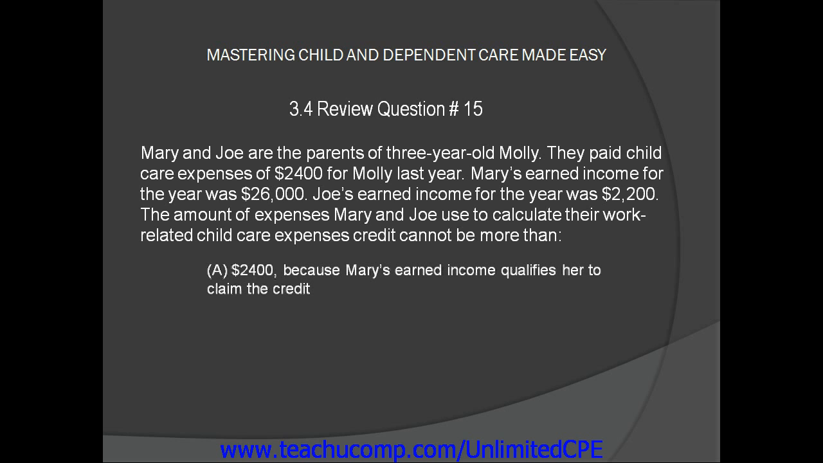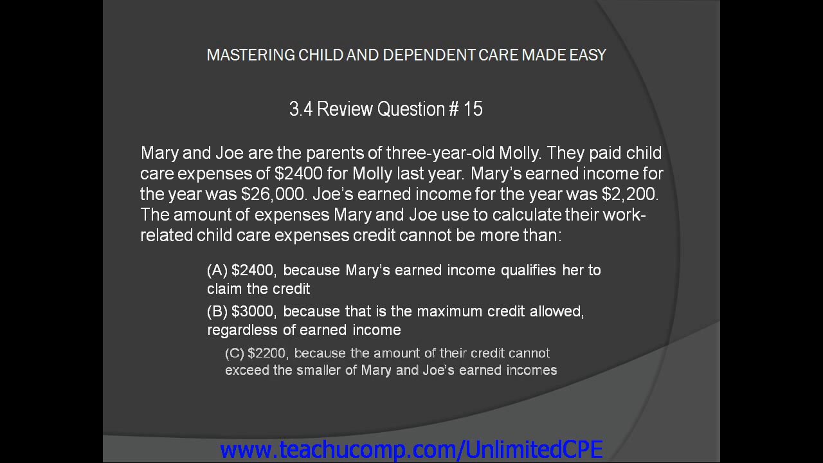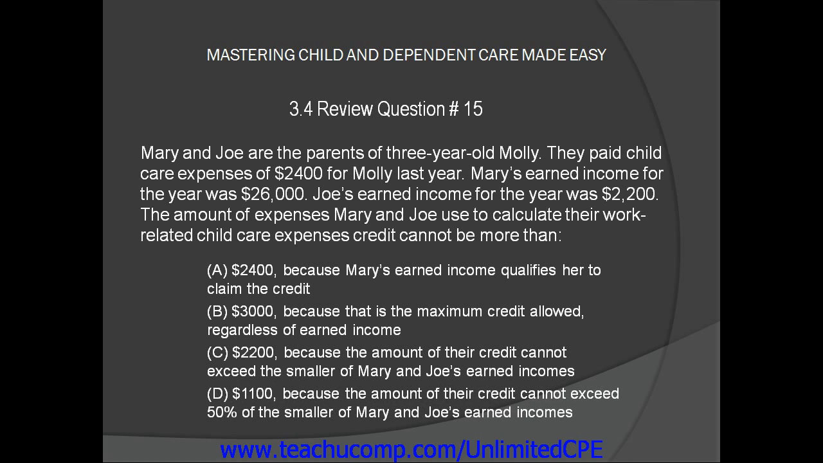The amount of expenses Mary and Joe used to calculate their work-related child care expenses credit cannot be more than A. $2,400 because Mary's earned income qualifies her to claim the credit, B. $3,000 because that is the maximum credit allowed regardless of earned income, C. $2,200 because the amount of their credit cannot exceed the smaller of Mary and Joe's earned incomes, or D. $1,100 because the amount of their credit cannot exceed 50% of the smaller of Mary and Joe's earned incomes.